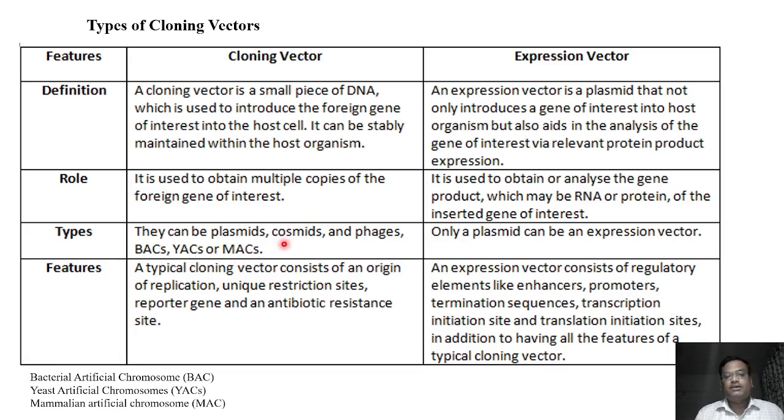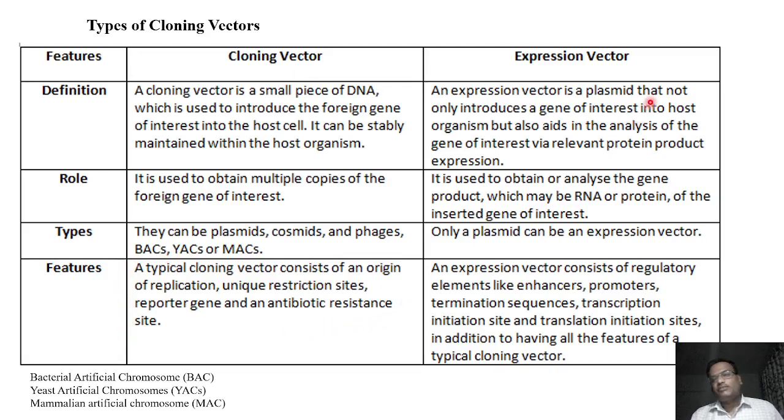They can be plasmids, cosmids, and phages. So cloning vectors are basically plasmids, cosmids, phages, and BACs, YACs, and MACs. Here I have given bacterial artificial chromosome, yeast artificial chromosome, or mammalian artificial chromosome. So there are different types of vectors, and most of them are cloning vectors. A typical cloning vector consists of an origin of replication, unique restriction sites, reporter gene, and an antibiotic resistance site. These are the minimum requirements present in the cloning vector.